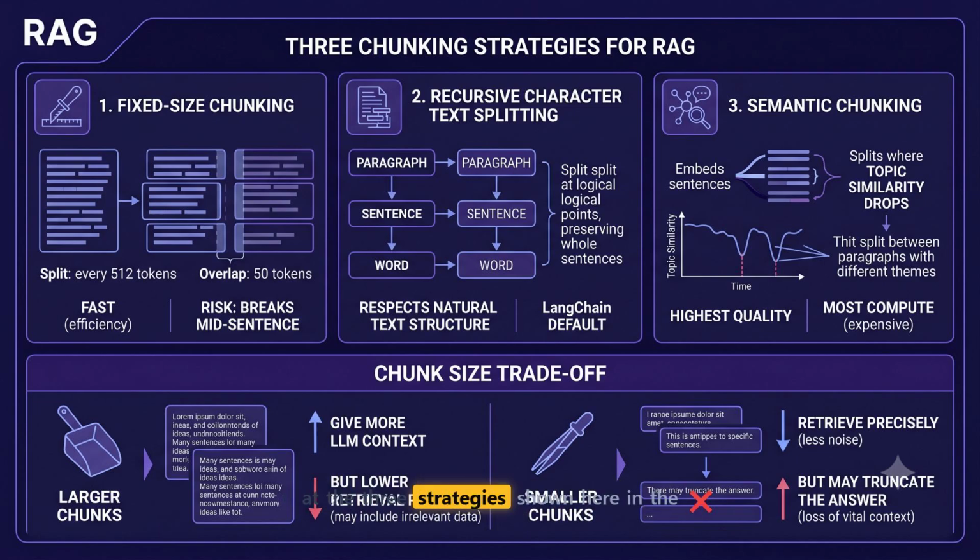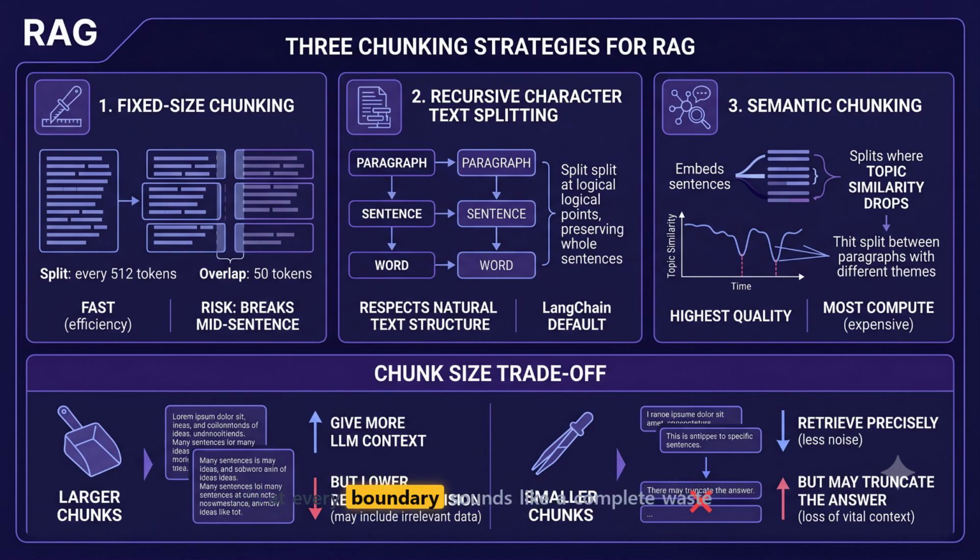Look at the three strategies shown here in the top half of our infographic. We have options ranging from blunt force speed to surgical AI-powered accuracy. On the left under the first column, we start with fixed size chunking. This is the brute force approach. We tell the system to blindly slice our text every 512 tokens, adding a 50 token overlap.